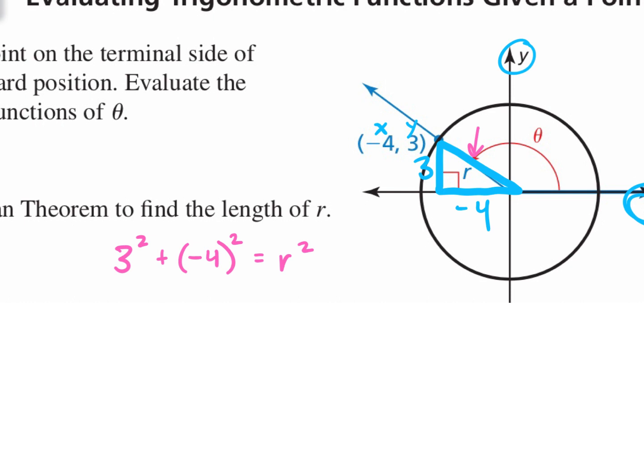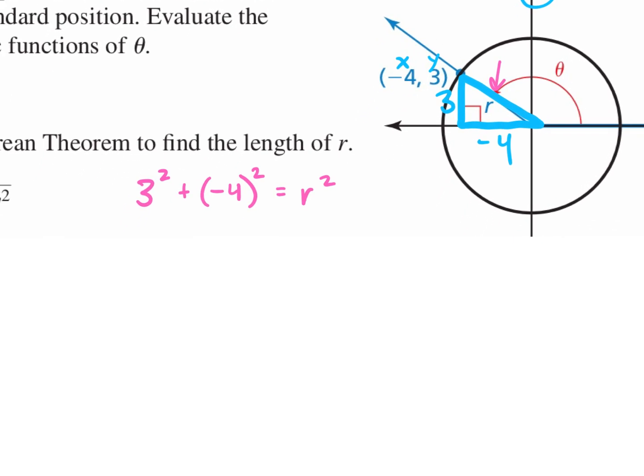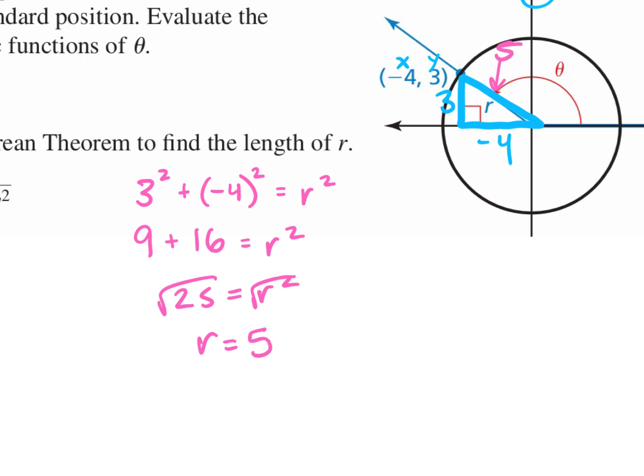Everybody with me so far? All right, so let's solve for r. 3 squared is 9. What is -4 squared? 16, positive 16, because it's -4 times -4. So if you put it in the calculator, make sure you put it in parentheses, because then it'll turn positive. But it makes sense, because a negative times a negative would give you a positive. So 25 is equal to r squared. How do I find what just r is? Square root. So what's r? 5. Awesome. So our r is 5.